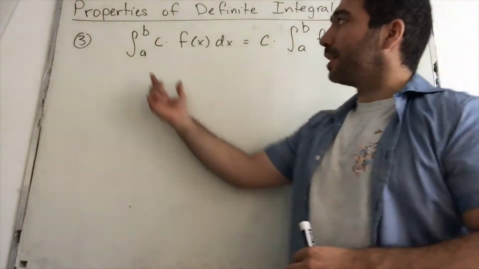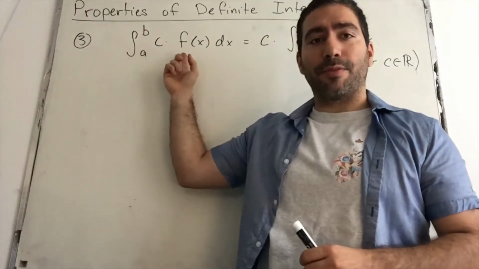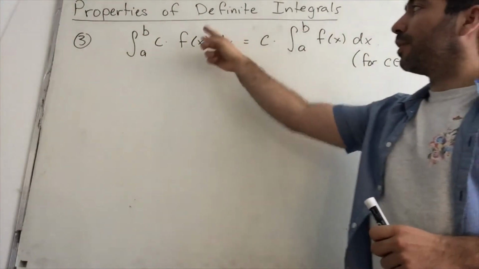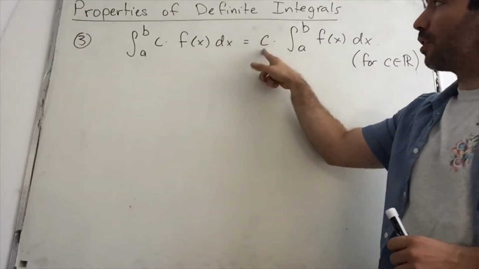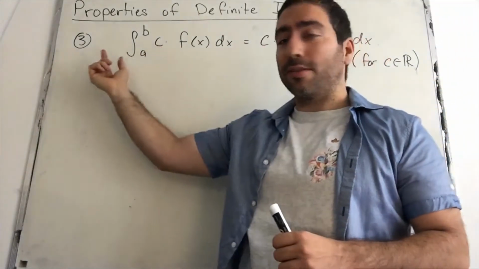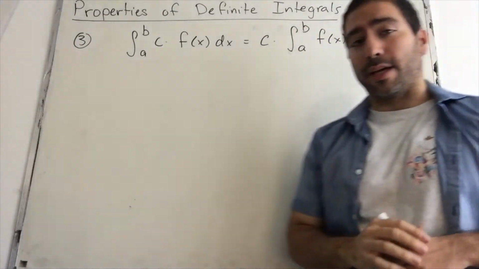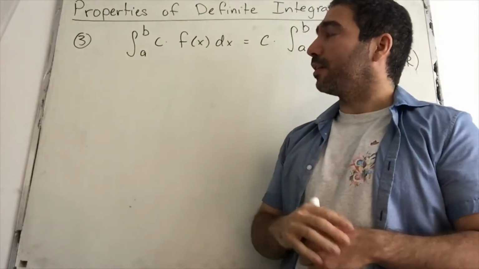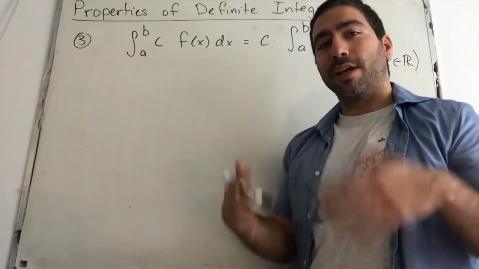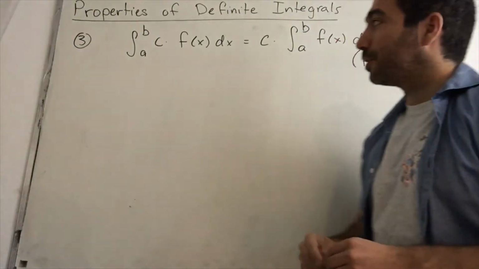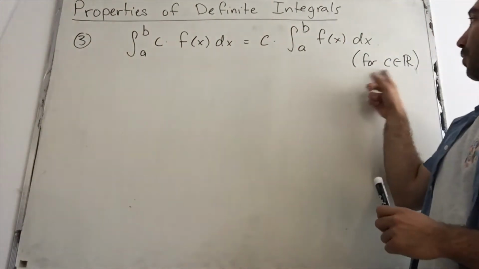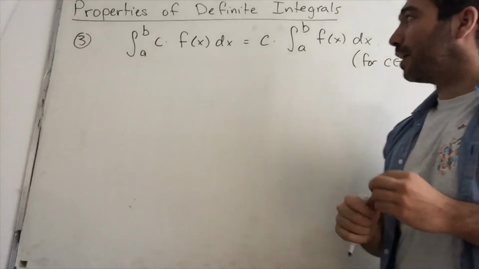Property 3 states that if we have the integral from a to b of c times a function, dx, integrating with respect to x, that's equal to the constant. We can essentially take the constant and pull it out and deal with the integral on its own from a to b of f(x) dx. We've seen this idea with limits, with summations, with derivatives, and it works also with integrals, which is great. And c is just a constant, so c in R. Let's go ahead and prove this.